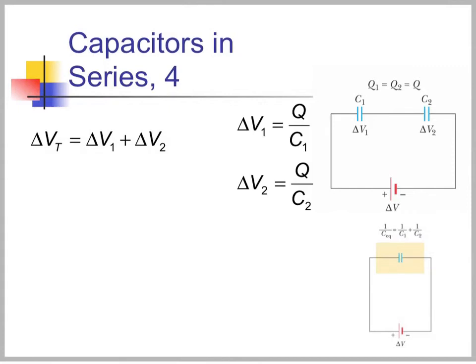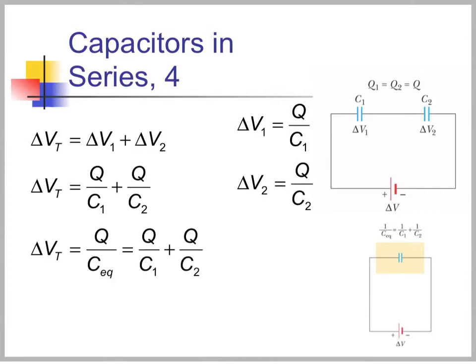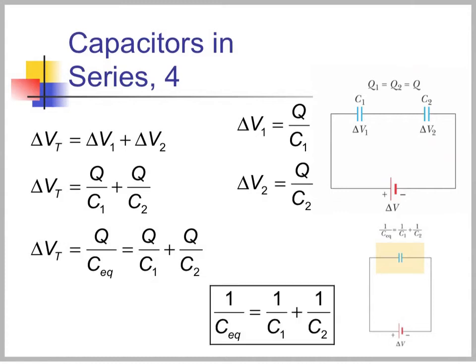But I know delta V1 is Q over C1, and delta V2 is Q over C2. So I can plug that in. And I also know that delta V total is the charge over the equivalent capacitance. And then in this equation we can get rid of the Q's, and we see that 1 over the equivalent capacitance is 1 over C1 plus 1 over C2.